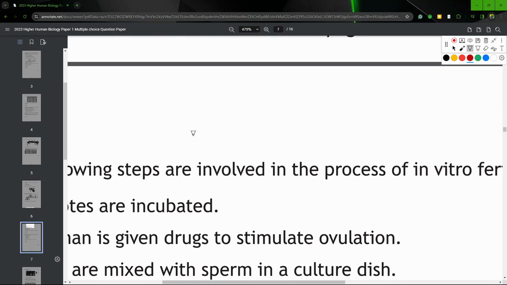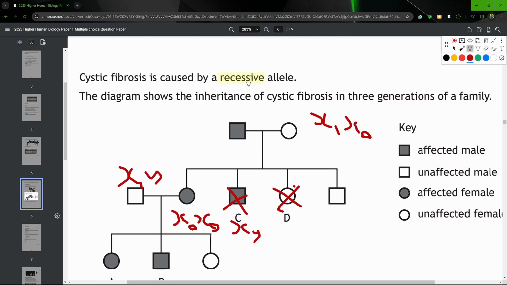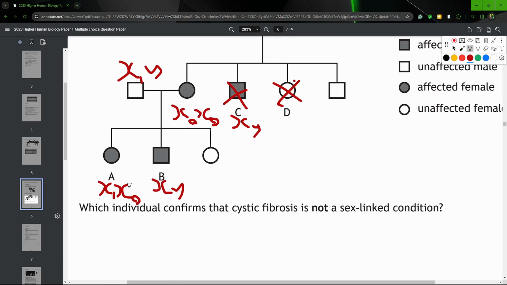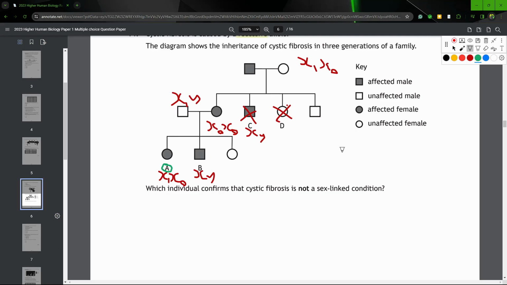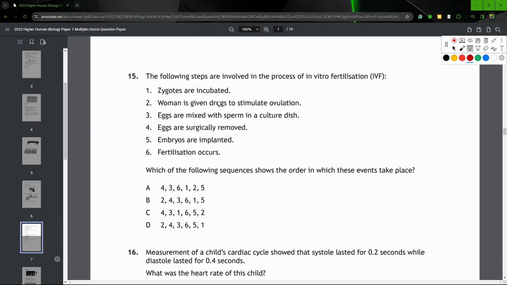Sorry, I just zoomed out of the way, confusing everyone. Which means that if this was sex-linked, then A would have 1 good chromosome and 1 bad one, and since it's recessive, the good one should have overridden it. Which means A proves that cystic fibrosis is not a sex-linked condition. Ain't that fantastic? Moving on to question 15.